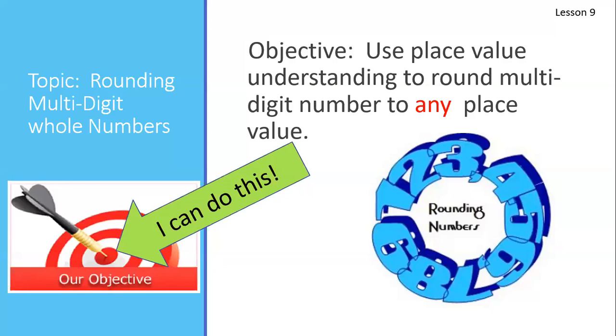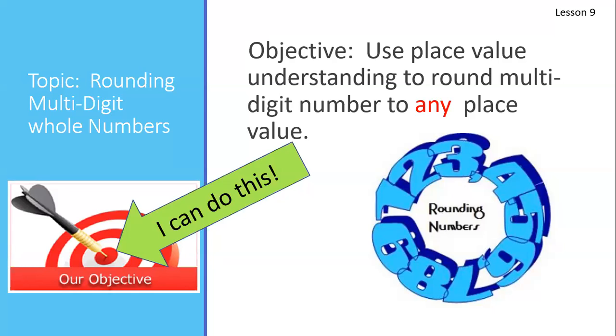So today, our objective will be that I can round to any place value using place value. Before, we used our vertical line, which was great, and that's one strategy of rounding. Now today we're going to learn a second strategy for rounding. Our objective is we can use place value understanding to round multi-digit numbers to any place value. You can definitely do this.